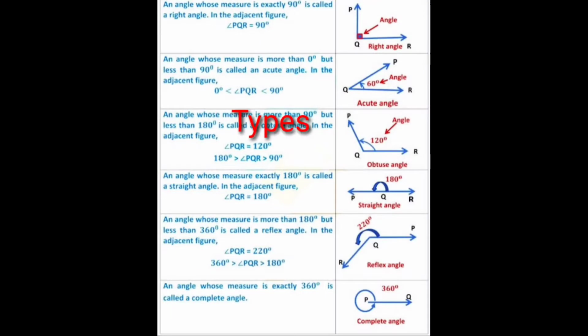Now, types of angles. There are different types of angles: right angle, which is 90 degrees; acute angle, which is less than 90 degrees; obtuse angle, which is greater than 90 degrees; straight angle, which is 180 degrees; reflex angle, which lies between 180 and 360; and complete angle, which is 360 degrees. So these were different types of angles.